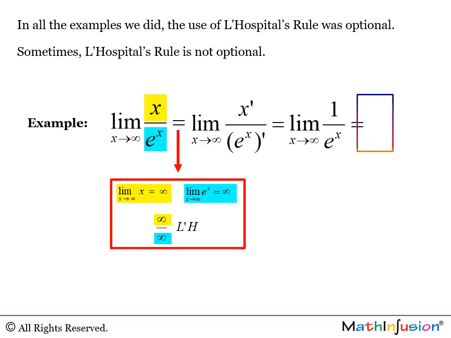We could guess easily this limit because e to the x is dominating the ratio of x over e to the x and pulls everything to 0. But again, we have to show mathematically that the limit is 0.